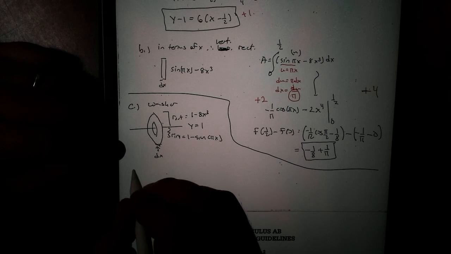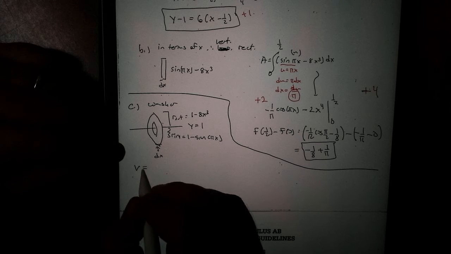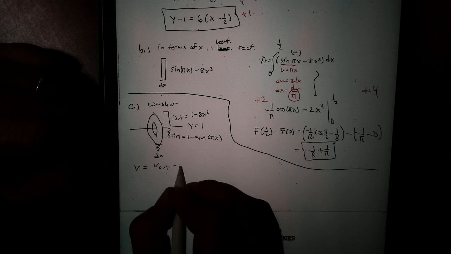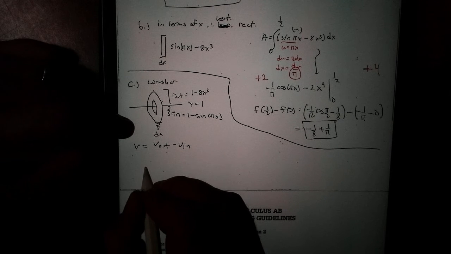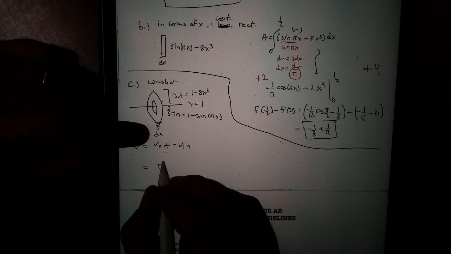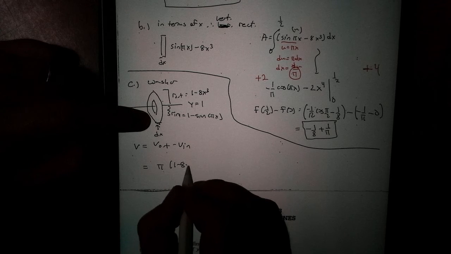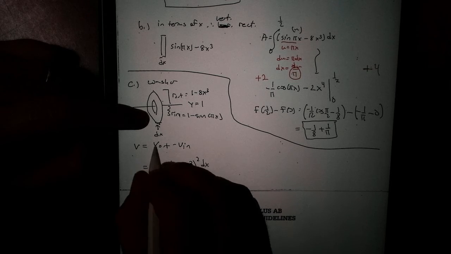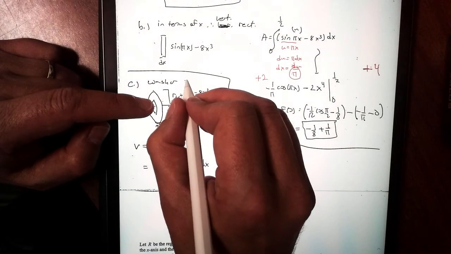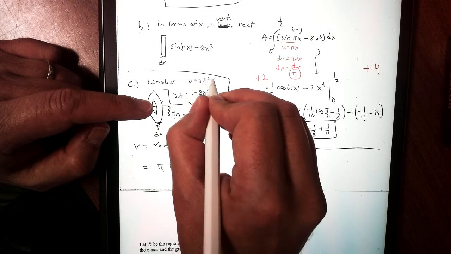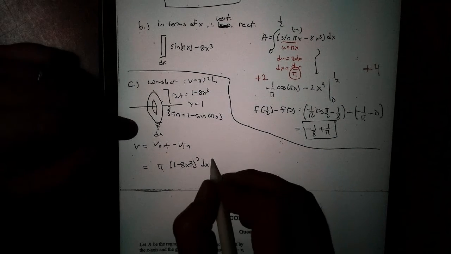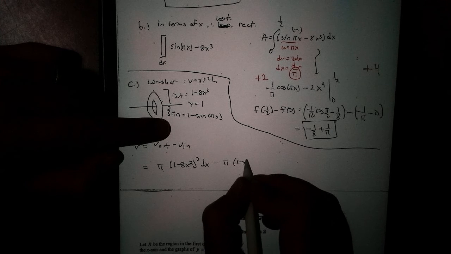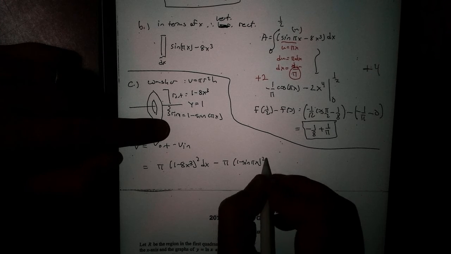Now we're looking for our volume. Remember, the volume would be the volume of the outside minus the volume of the inside. So we're going to get pi, volume of the outside, which is this 1 minus 8x cubed squared dx. Remember, the volume is pi r squared h, where h, of course, is dx, minus the volume of the inside, pi times 1 minus sine pi x squared dx.